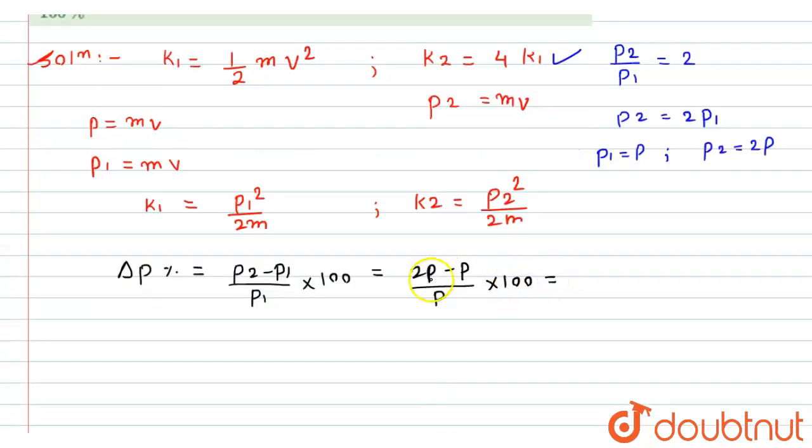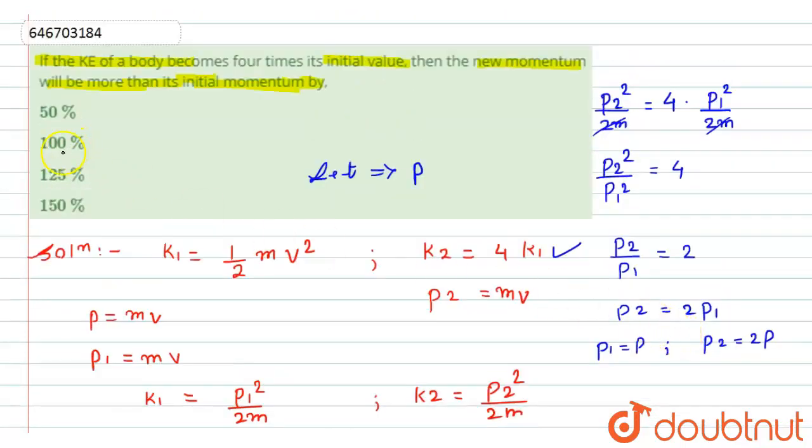So if we take P as common, so P will get cancelled out, while 2 minus 1 will become 1 multiply by 100. So it will become equals to 100%. So from here we can say that the new momentum will be more than the initial one by 100%. So if we check the options, so option B, that is 100%, will become the correct answer. So this is the required solution.